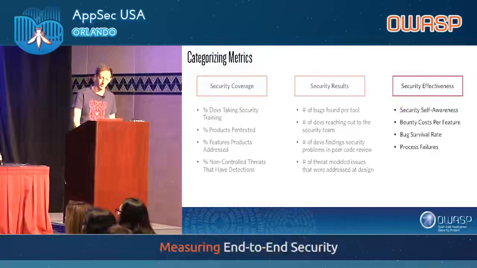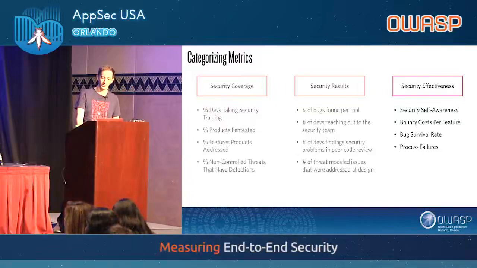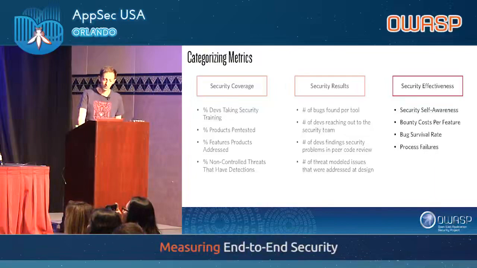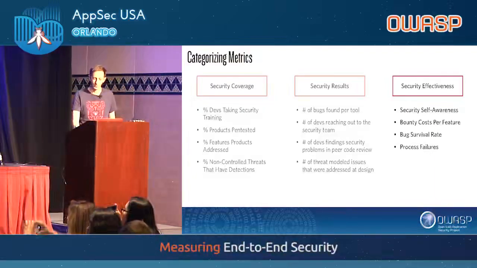And so this brings us to our first security effectiveness metrics. The first one we talked about was the self-awareness. The next one would be the bounty cost per feature. We have a bug survival rate, so that's how long it's in production. And then we have our process failures.